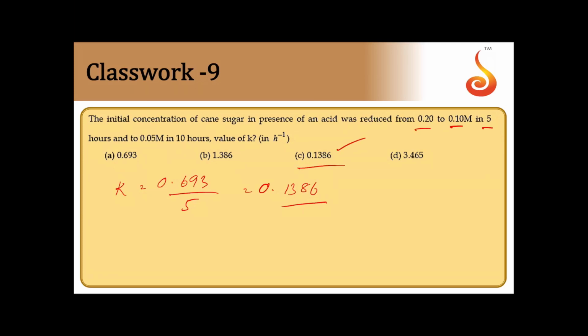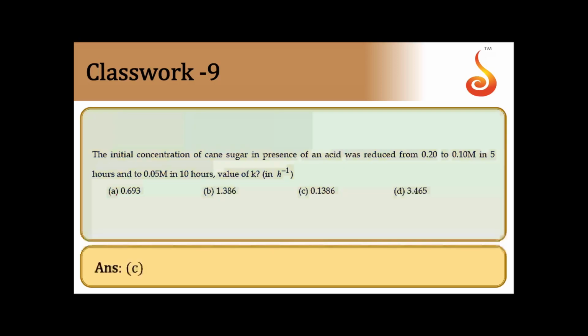So 0.2 became 0.1, nothing but half. So 5 itself is equal to the half-life. The order is 1 because they gave units of K as hours inverse. Now the next one, 10th question.